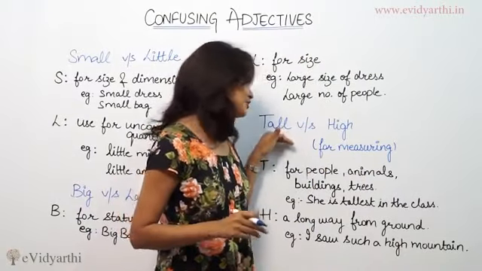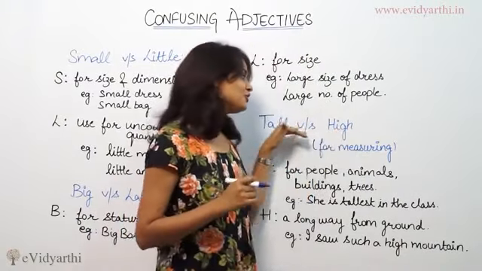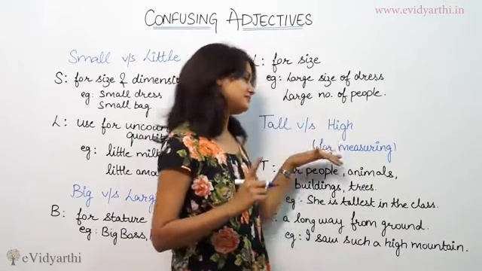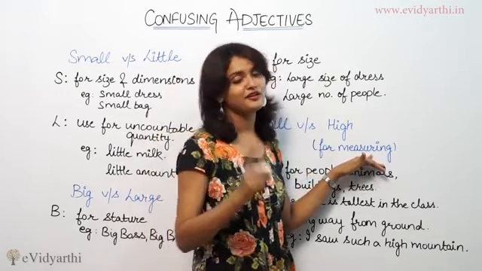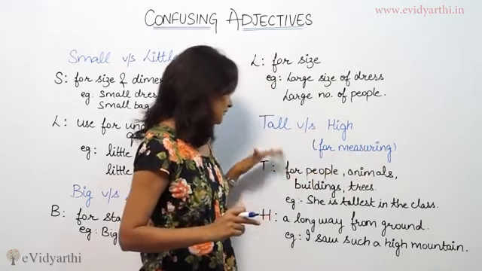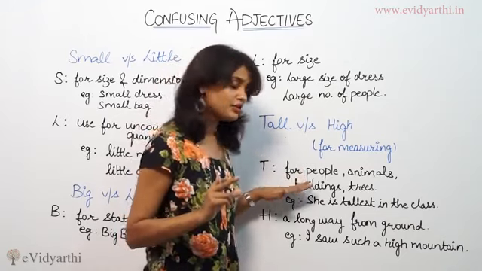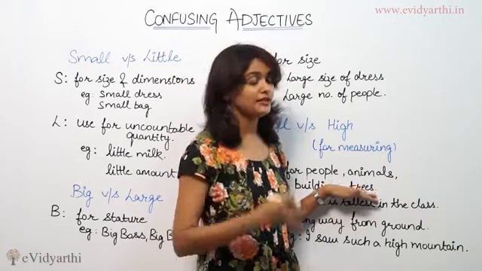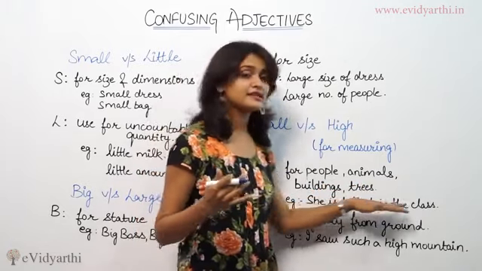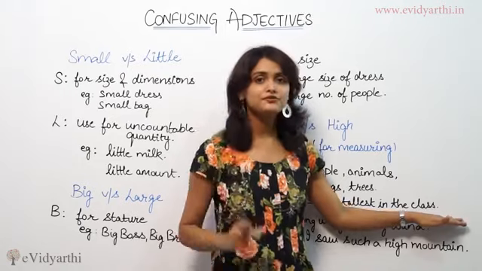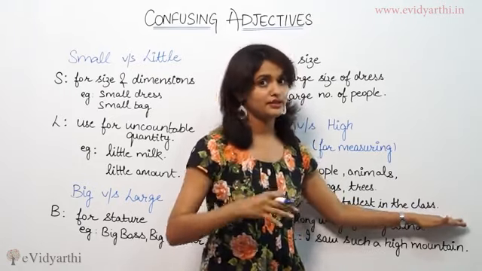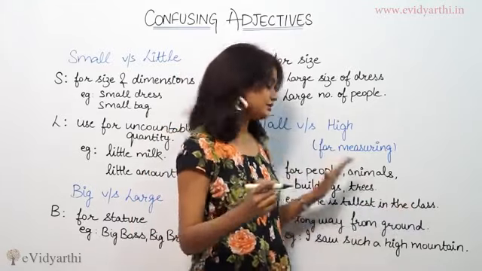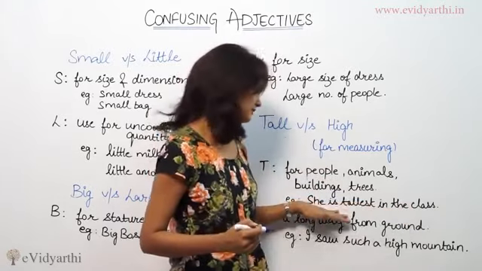Next and last is tall versus high. Both of these words are used for the same meaning, and that is for measuring things, living and non-living both. So when we take the word tall, it is used for people, animals, buildings and trees for measuring or telling their height. Example: she is tallest in the class. It means the height of the girl is the most in the class. It means there is no other girl or boy in our class who is taller than her. So that's why we are using tallest.